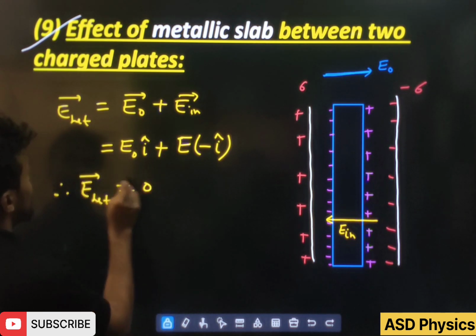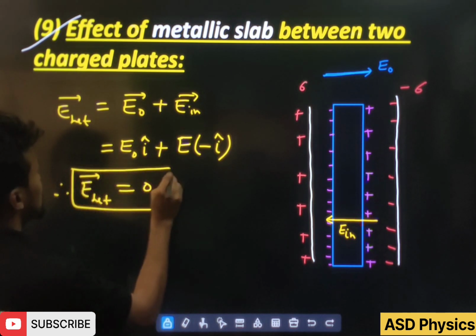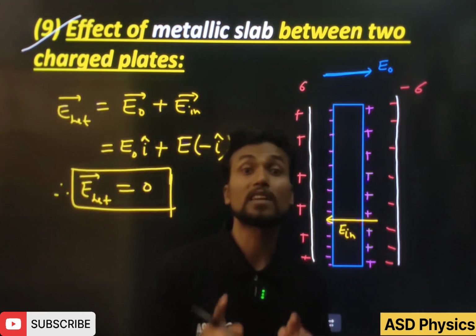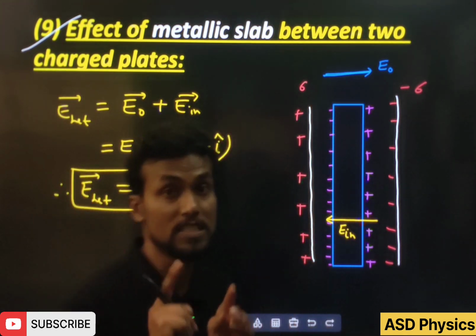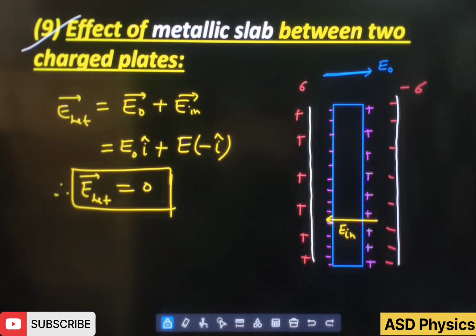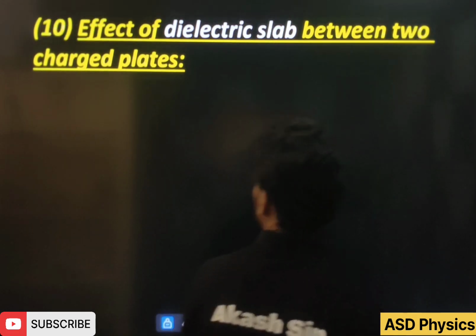That means net electric field inside the metallic slab is 0. The external electric field is cancelled by the induced electric field in the metallic slab. Please remember that whenever there is any metallic slab, the electric field inside will be 0. Okay.